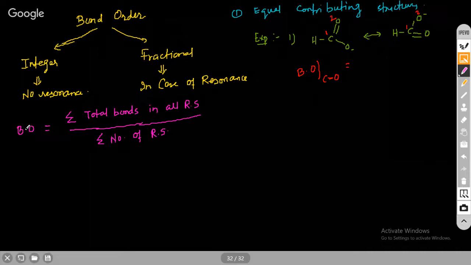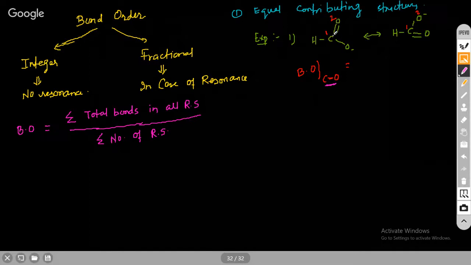Okay, anyways. So you see, basically, if you know the bond order, you know the stability also. That's why we are doing this. So you see here, the formula is the total number of bonds in all RS. And what is this bond? Like suppose we are calculating the bond order of the CO bond, right? So we'll take the total number of bonds between carbon and oxygen in all RS, right? So you can take 1, 2, and 3, right?